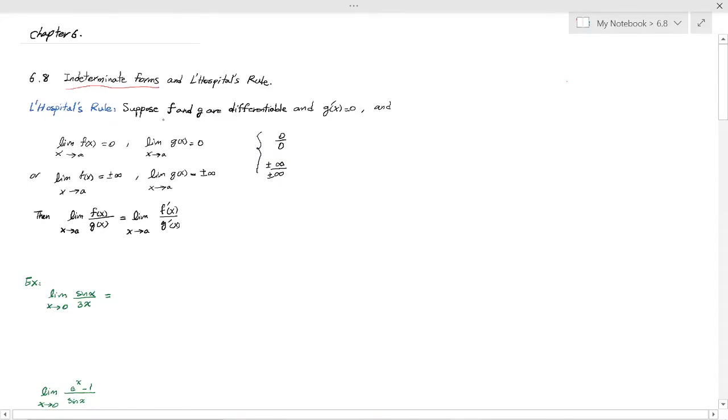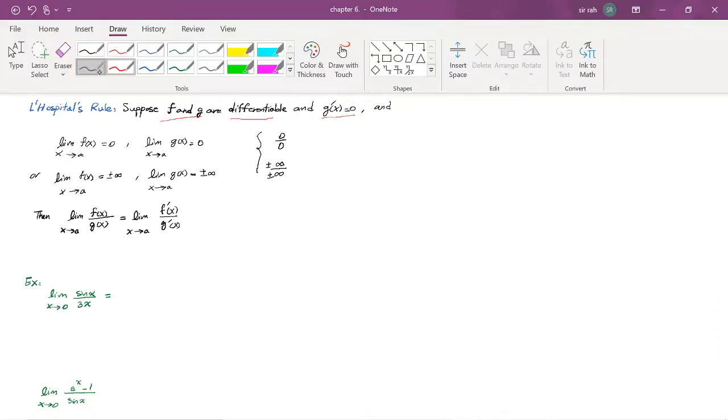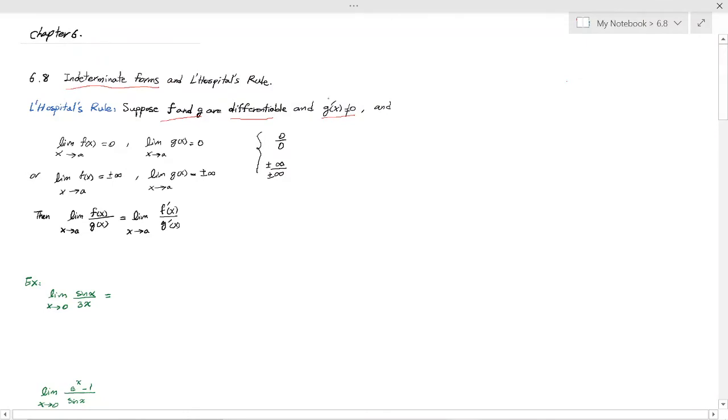Let's say we have two functions f and g, differentiable, and the derivative of the g function is, let's assume, not equal to 0. I should have written that, sorry about that. This is supposed to be: the derivative is not 0. Why do we want to say that? Because we want to talk about the limit of f divided by g as x approaches a. We want to answer this limit.